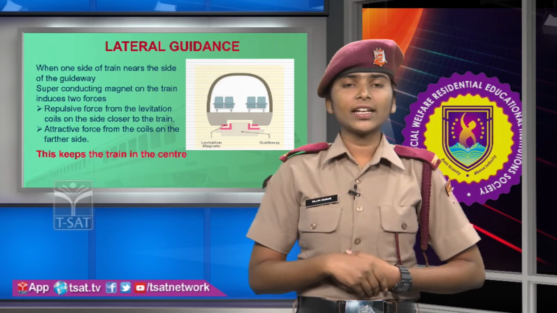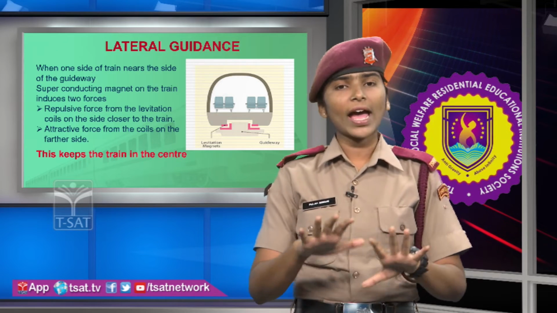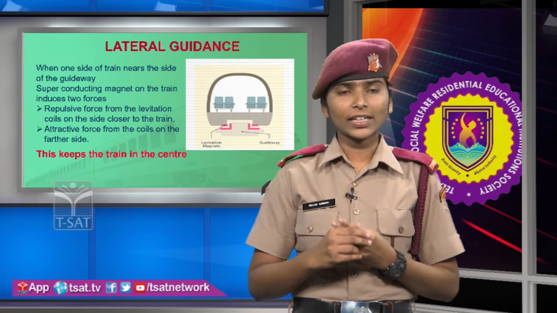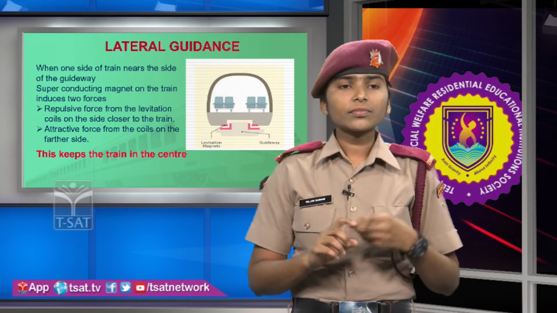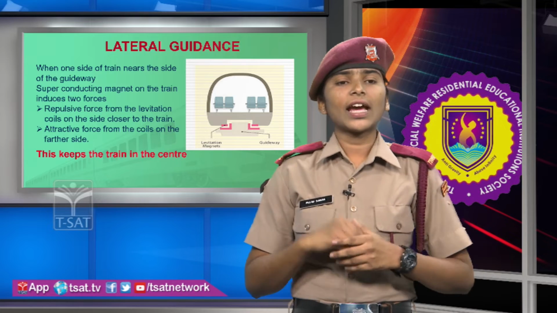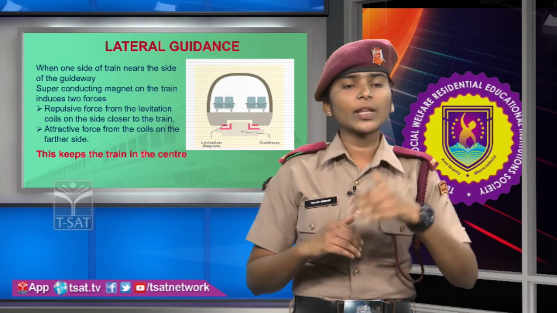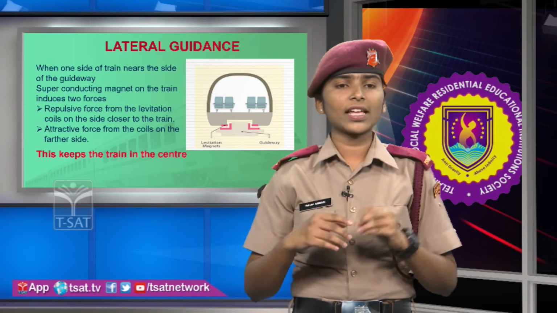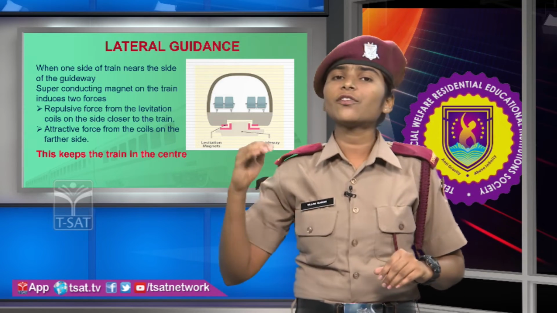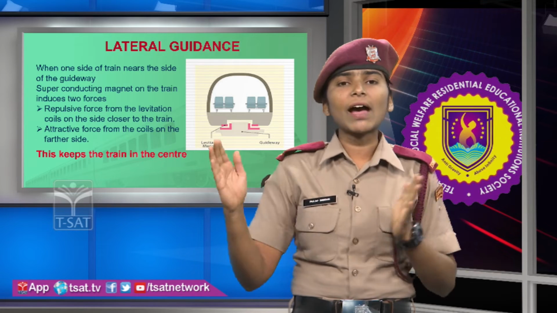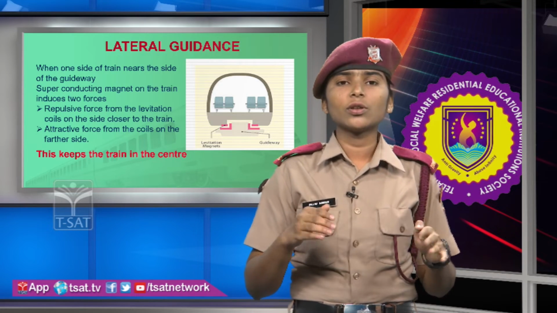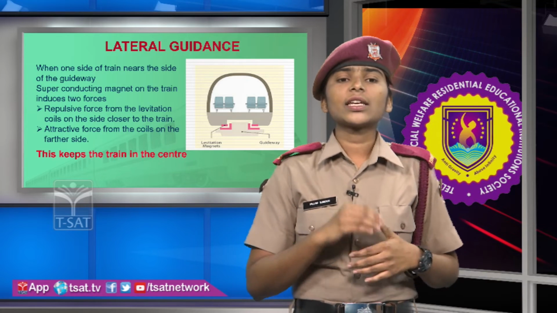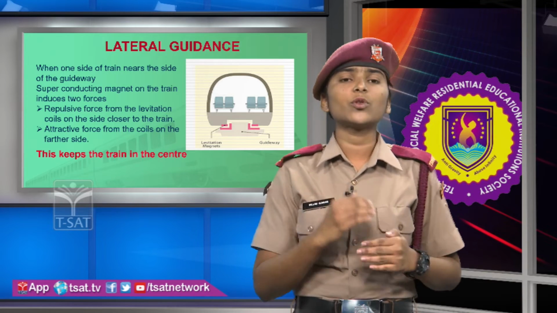According to lateral guidance, we could say that no accidents will occur, because there will be two induced forces acting in lateral guidance: attraction and repulsion. The repulsive force comes from the levitation coils on the side closer to the train, whereas the attractive force comes from the coils on the farther side. It balances and never lets the train move in another direction, so this lateral guidance keeps the train in the center and moves safely.